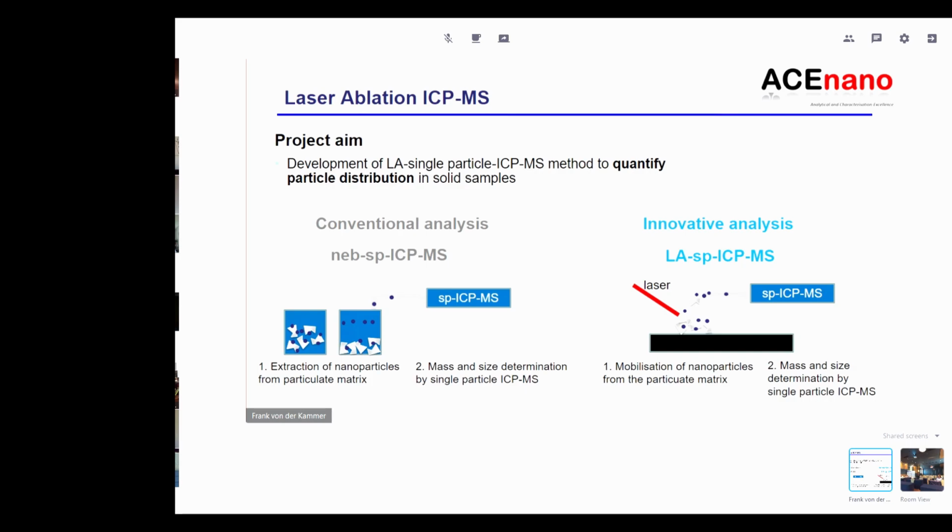So the innovation was to use a laser ablation system to levitate particles from the surface of the soil. Not the classical high energy laser that simply evaporates the material, but a tuned laser that comes with an energy that is enough to levitate, to release the particles from the soil and bring them into the ICP-MS, but without destroying the particles.